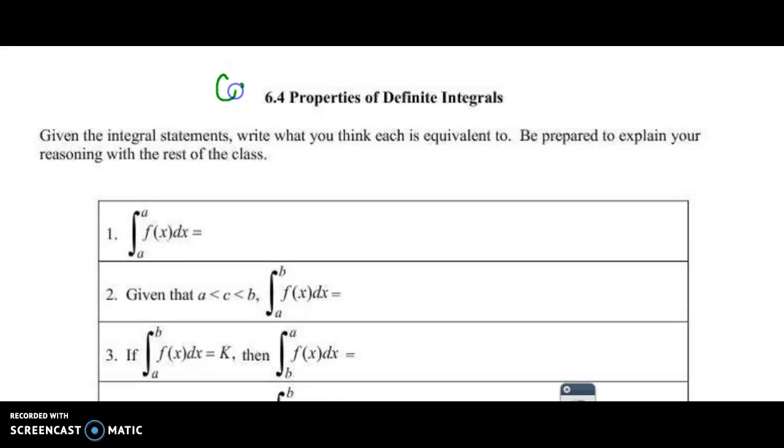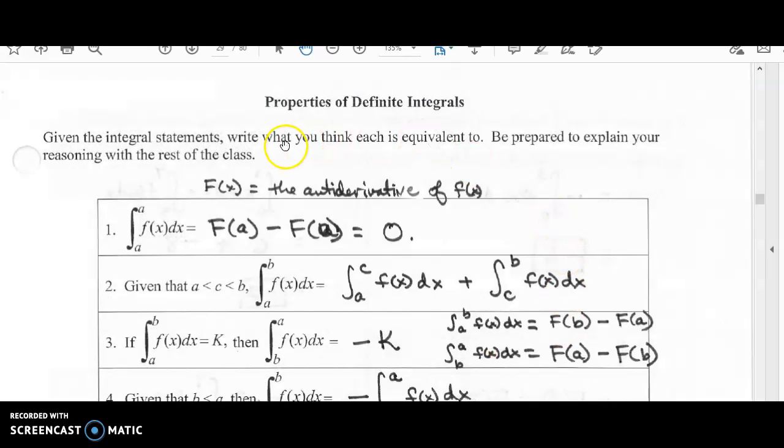Hey Calculus, we are ready to tackle 6.4 and I feel like it'd probably be best if I just shared the answer key. If you would like, you could try this on your own. What do you think the following are equivalent to? And you might want to hit pause because I'm going to quickly go over to this part and share the answers with you.